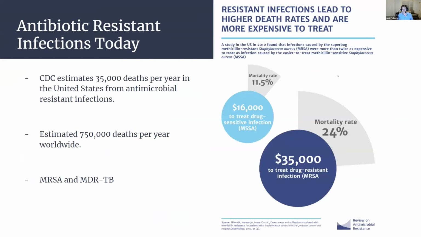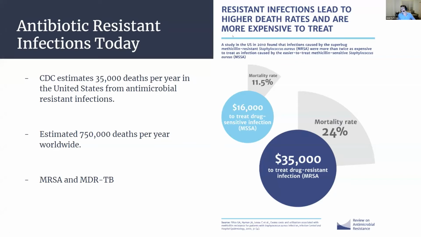Which leads us to today, right? Today in the United States, it's expected that there are around 35,000 deaths a year from antimicrobial resistant infections. Worldwide, the number is estimated to be around 750,000 per year. I am sure a lot of you have heard of MRSA, which is methicillin-resistant Staphylococcus aureus, and MDR-TB, which is multidrug-resistant tuberculosis. Both of these infections have infected millions of people worldwide.